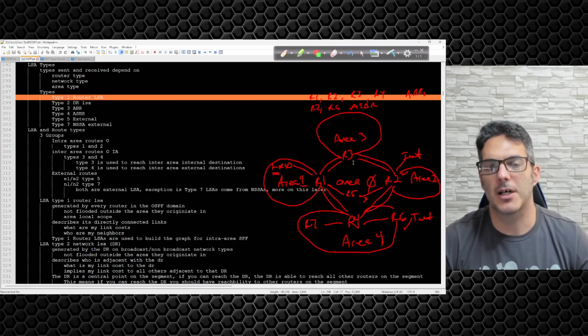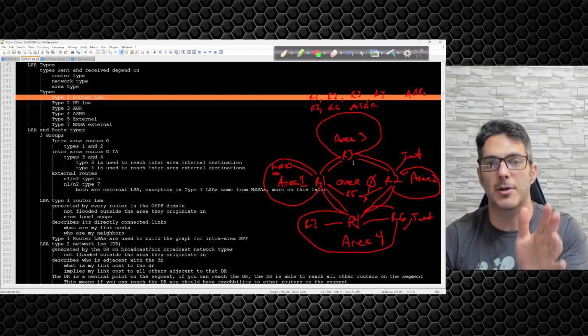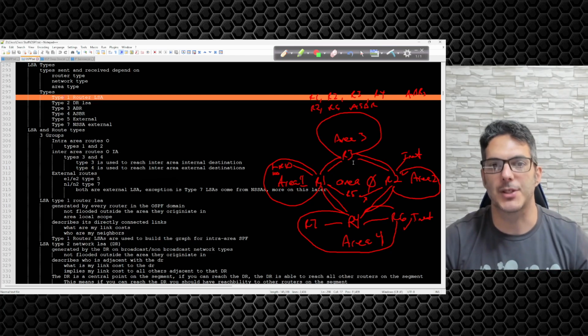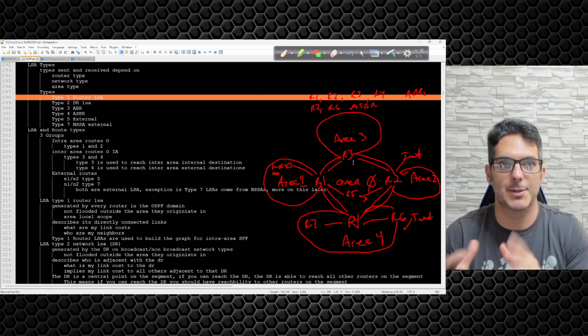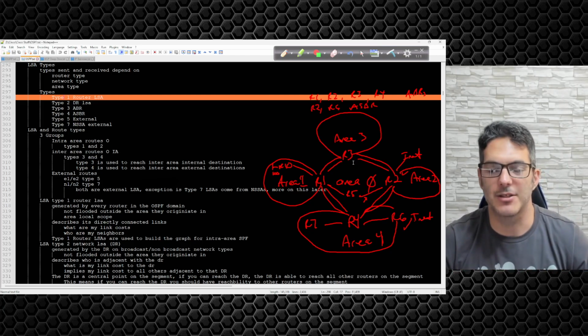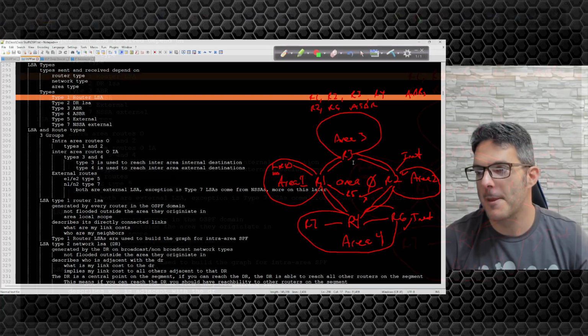Any interface on any router in any area of OSPF that is directly connected to that router and is advertised into OSPF is a type 1 LSA. Don't ever forget that. So every router is going to be generating type 1 LSAs. It can't not. It's impossible for it to not generate type 1 LSAs if it's going to be participating in OSPF. You have to. There's no getting around it.